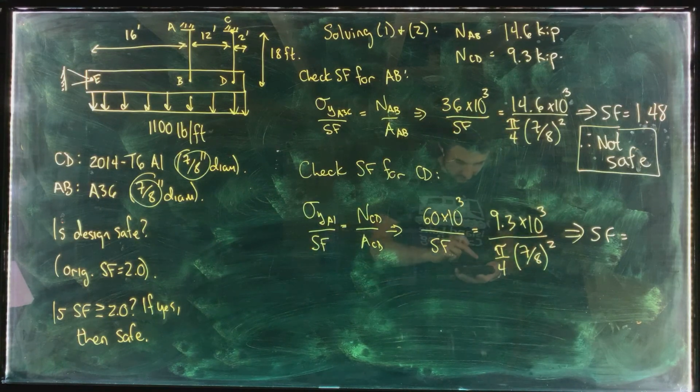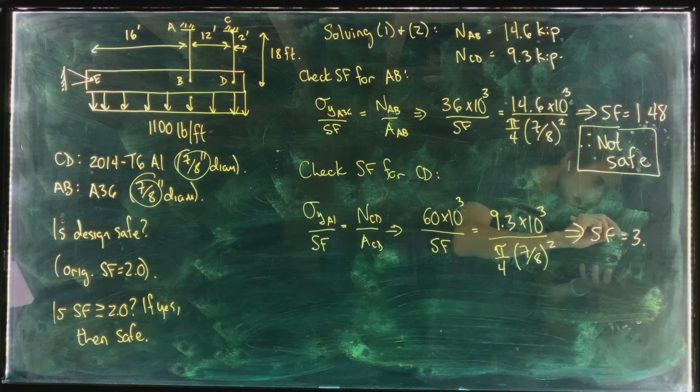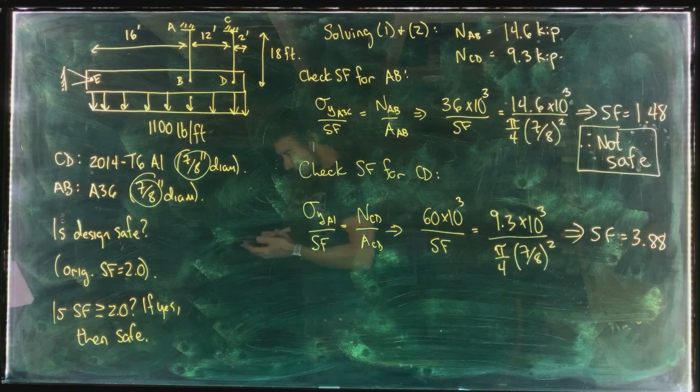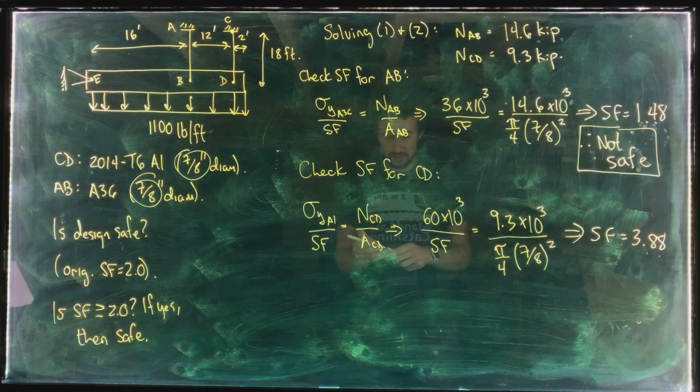So let's just do a quick solve on that and see. 60 times 10 to the 3 divided by x equals 9.3 times 10 to the 3 times 4 divided by pi times 7 divided by 8 squared. Solving for x gives us 3.88. So you can see that the aluminum cable is safe, but the steel cable is not.